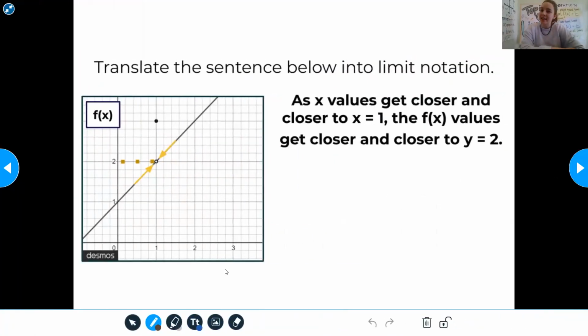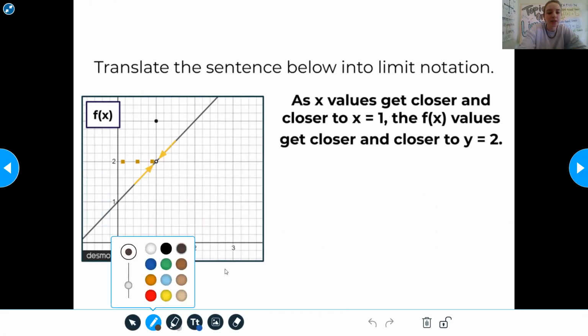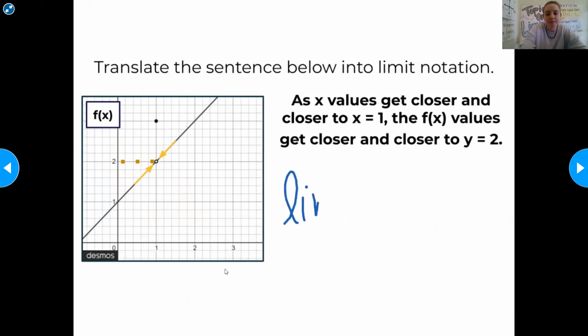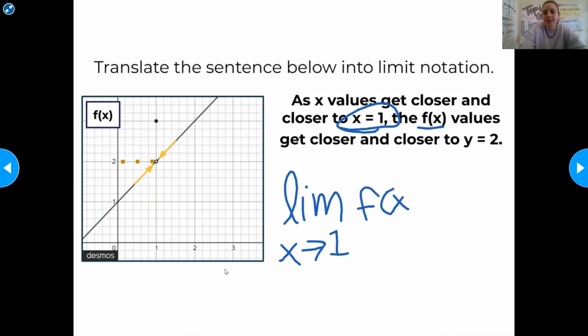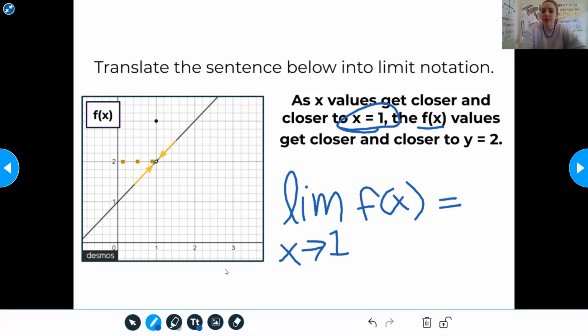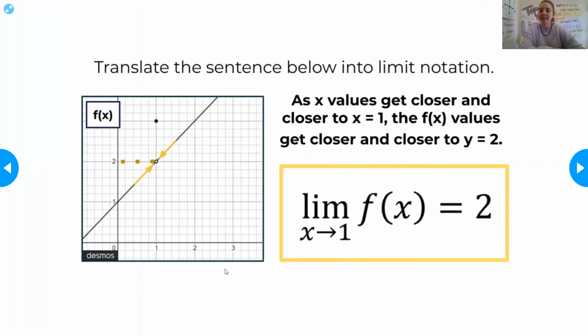Now we're going to translate that sentence into limit notation. As x values get closer and closer to 1, f of x values get closer and closer to 2. So how do we write this in limit notation? Remember, we're going to start with the limit, LIM. As x approaches, and what x are we approaching here? 1. Of your function, so our function here is f of x, is, and then the y value that you're approaching, which is 2. So that's how you translate this sentence into limit notation.